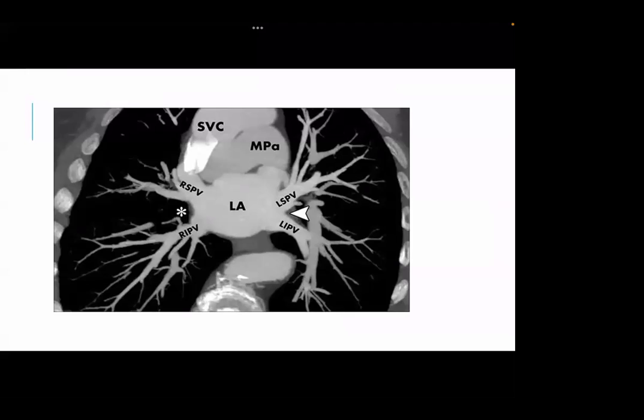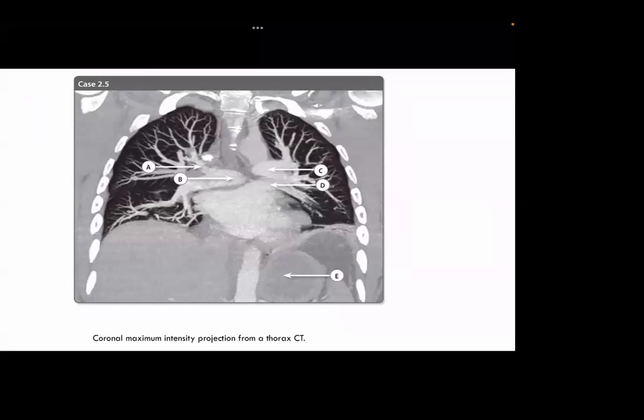As you can see, the right superior pulmonary vein, the right inferior pulmonary vein, and the left superior and left inferior pulmonary veins. This is a coronal CT image of the thorax showing the right pulmonary artery, giving the right upper lobe, middle, and lower segmental branches. And this is the left pulmonary artery. This is the left atrium, given the left superior pulmonary vein. And this is the gastric fundus.